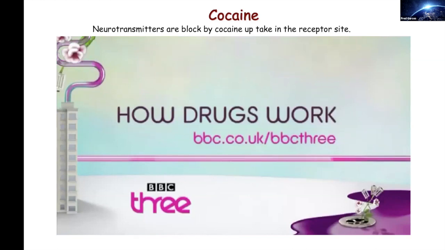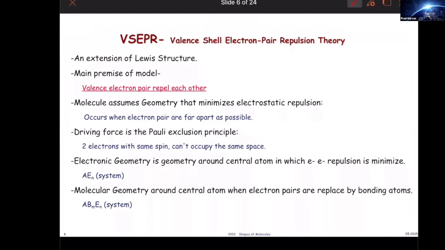So you can see, again, how chemicals affect our brain chemistry. So it's important that you understand why the molecular shapes are important, and then we're going to take a look at how to determine the shapes of chemicals.